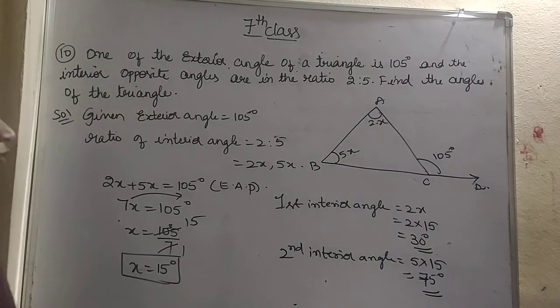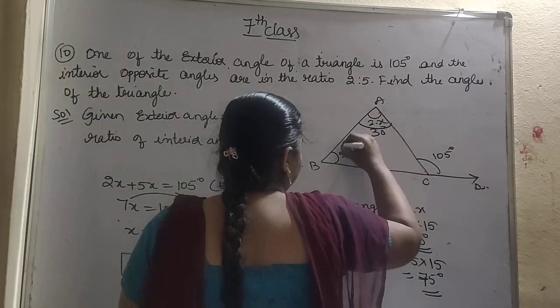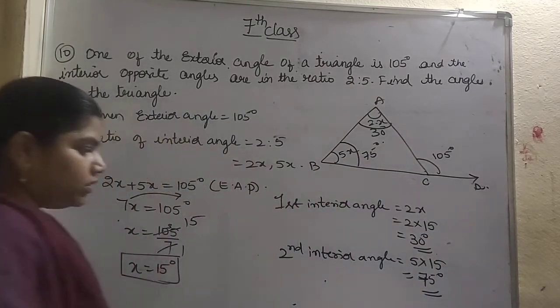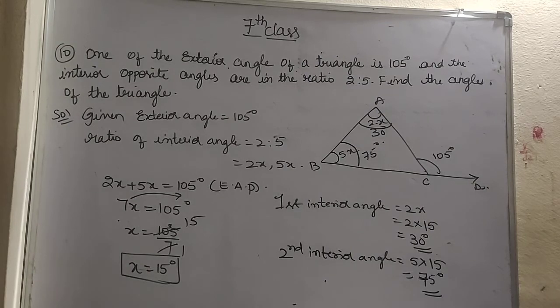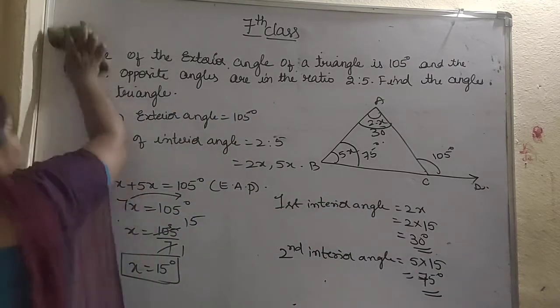So what is first interior angle? First interior angle is 30 degrees. Here it is 30 degrees and here it is 75 degrees. So this is our 10th solution. Next one, last question in this exercise.